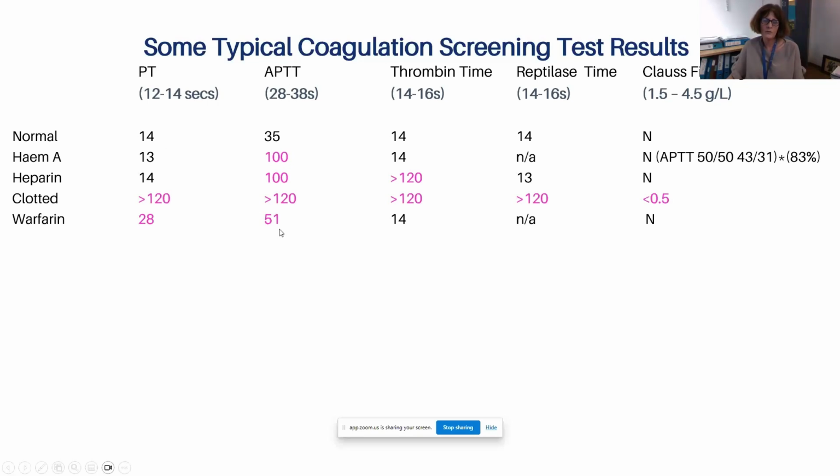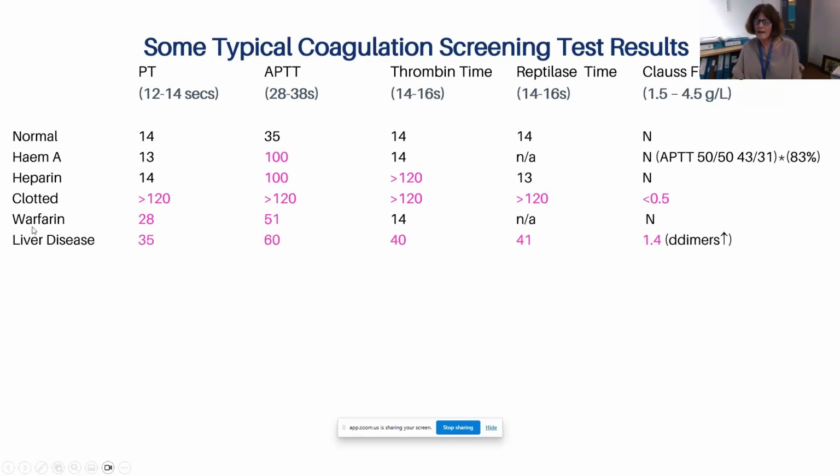You'll also have a prolonged APTT because warfarin affects vitamin K clotting factors, and one of them is factor IX, which is measured in the APTT as well. So PT does 2, 7, 10. They're vitamin K dependent. So the PT will be prolonged on warfarin. So can the APTT because 9 is also a vitamin K dependent factor, and that's long. Thrombin time is always normal. And reptilase, we don't need to bother now. And Clauss fibrinogen is always normal or high in patients on warfarin.